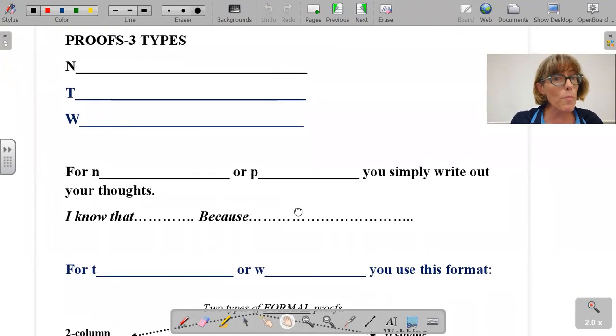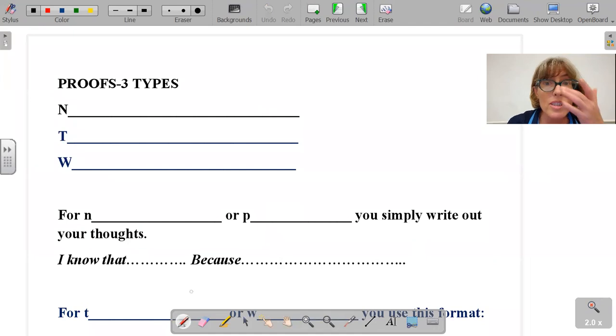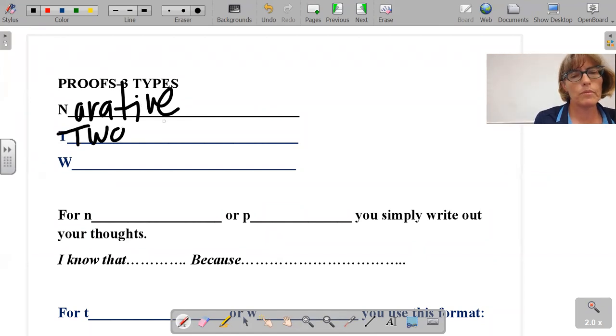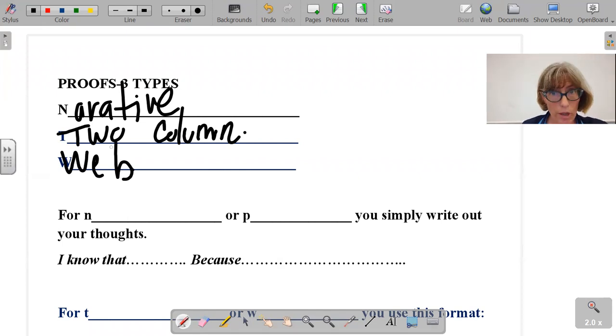We're going to talk more about proofs. Remember, proofs are just explanations. There's actually 3 kinds of proofs. We're going to introduce them right now. One is called the narrative. One's called 2-column, and one's called the web.